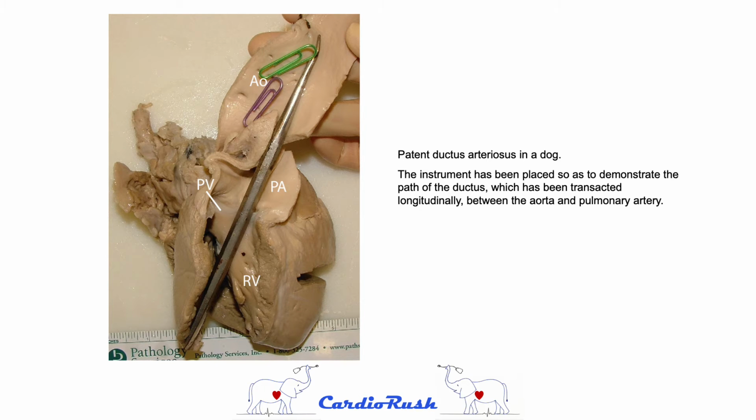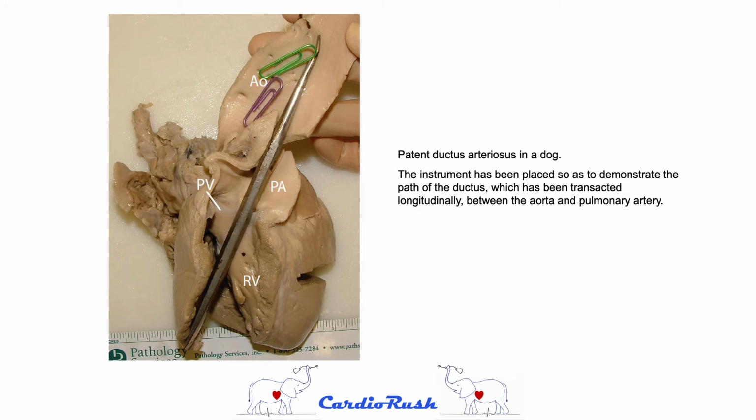This is a picture from a patent ductus arteriosus dog, and the instrument travels from the aorta through the PDA into the main pulmonary artery. The PDA connects the aorta and the main pulmonary artery, and since the pressure is higher in the aorta than the pulmonary artery, blood flows from aorta to the pulmonary artery in a continuous fashion. This leads to a continuous heart murmur, heard best high in the left axillary region.